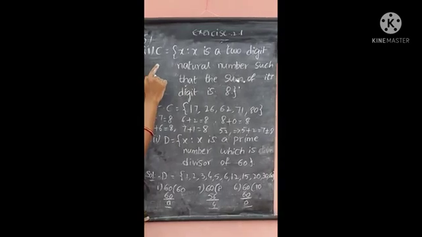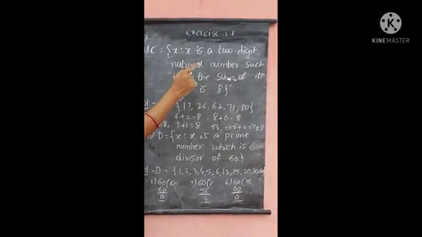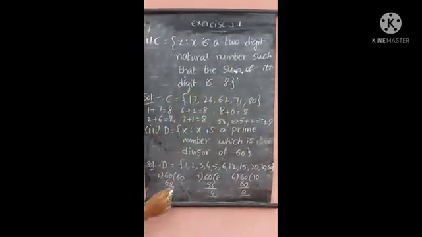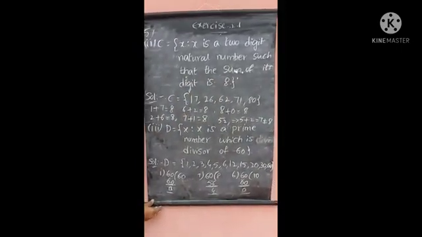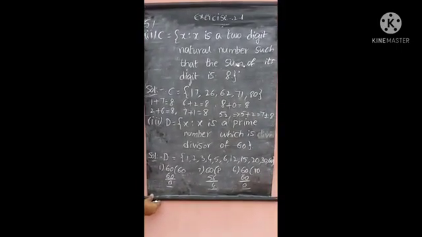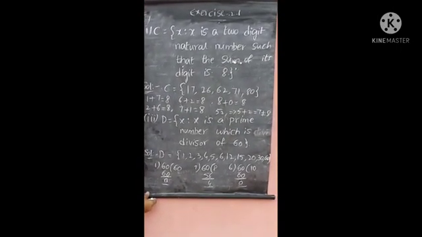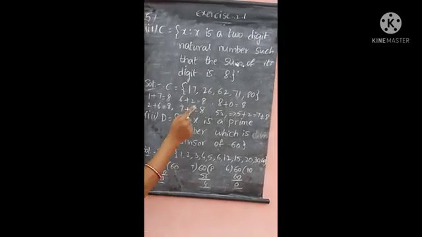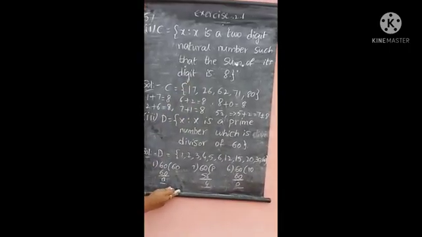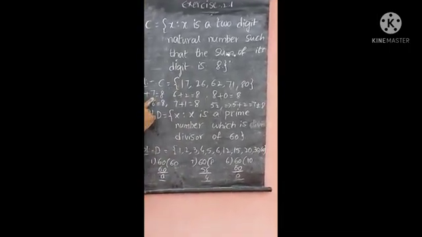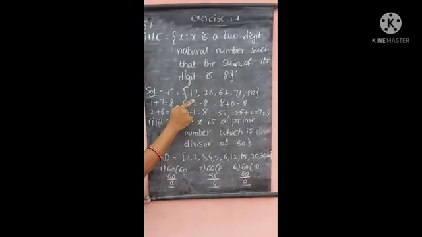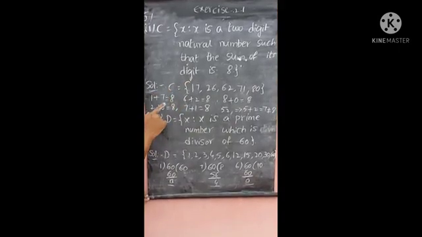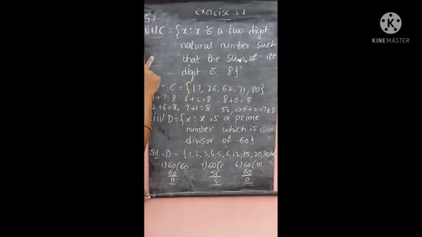Second question. C is equal to x such that x is a 2-digit natural number such that the sum of its digits is 8. Here, what is the given statement? We have to write the roster form where x is a 2-digit natural number, that means it contains 2 digits, such that the sum of its digits is 8. So if I take 17, 1 plus 7. Here 2 digits are there, 1 and 7. Their sum, 1 plus 7, is equal to 8. It satisfies the given condition. So 17 is an element of the set C.